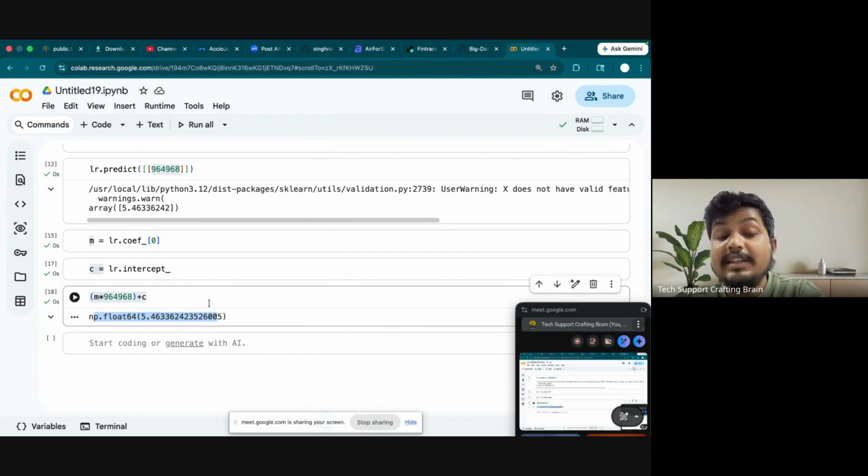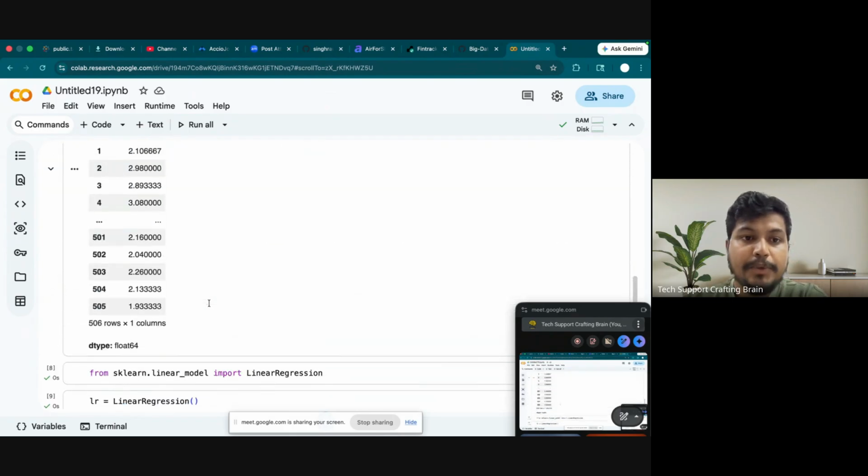Similarly, you can use any algorithm that you want to use: logistic regression, random forest classifier, decision tree regression, whatever algorithm you want, you can use it very easily. Okay, did you understand this part, how to use it?